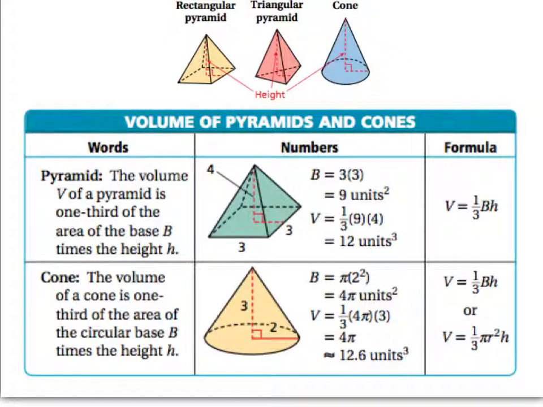Okay, now what do you guys notice about this? This red right here says height. The height of it is not the diagonal. Okay, it's not the slant in a cone or a slant in a pyramid or a slant in a triangle. It's actually the red line that goes straight up and down.